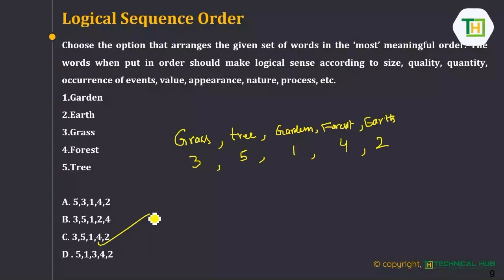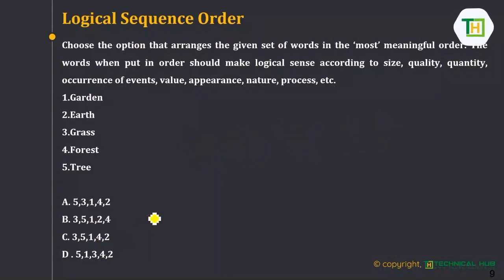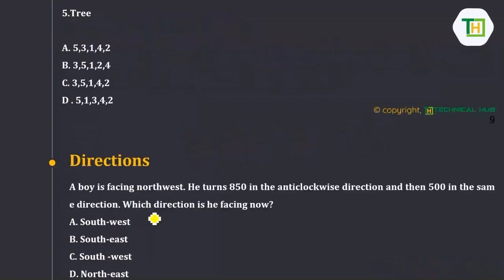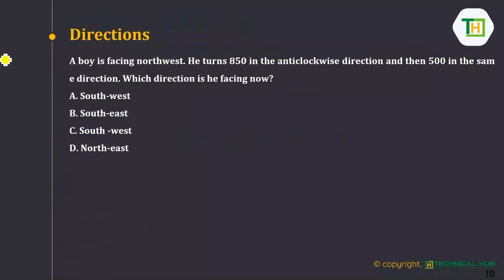Next one. A boy is facing northwest. He turns 850 degrees in the anti-clockwise direction and then 500 in the same direction. Which direction is he facing now? So here it could be 850 anti-clockwise, or 85 degrees and 50 degrees. Okay, suppose it is taken as 850. So first of all, write down here.